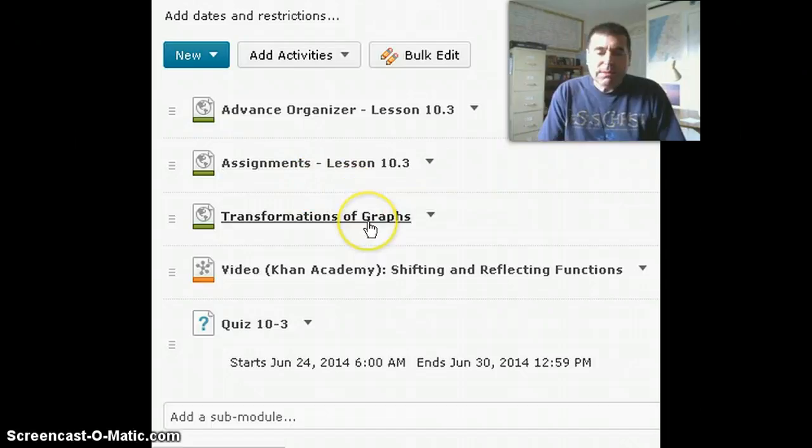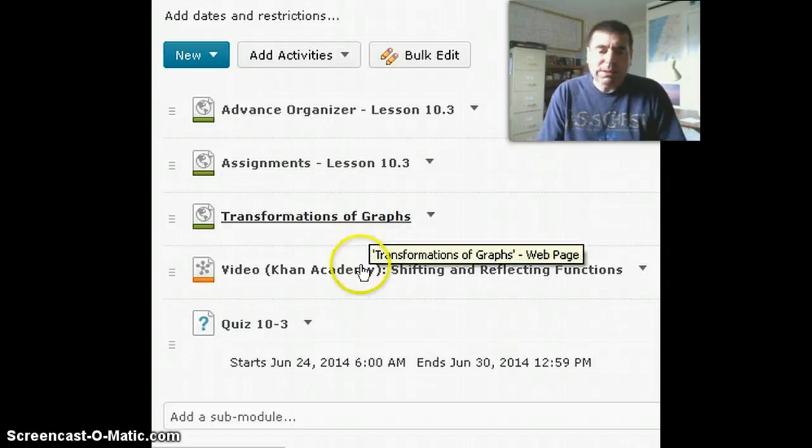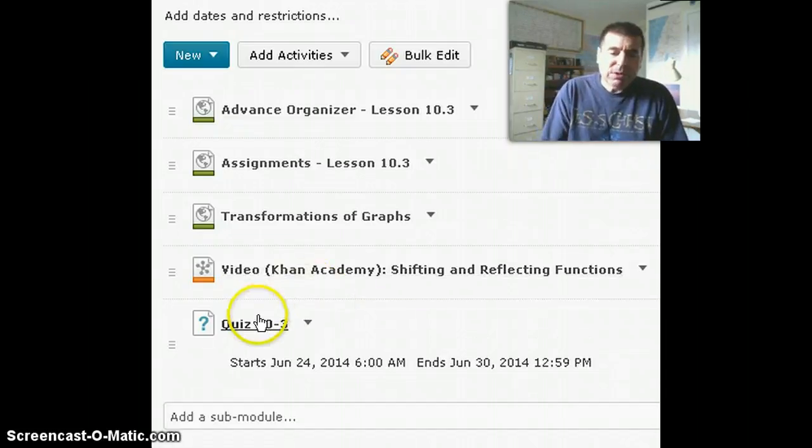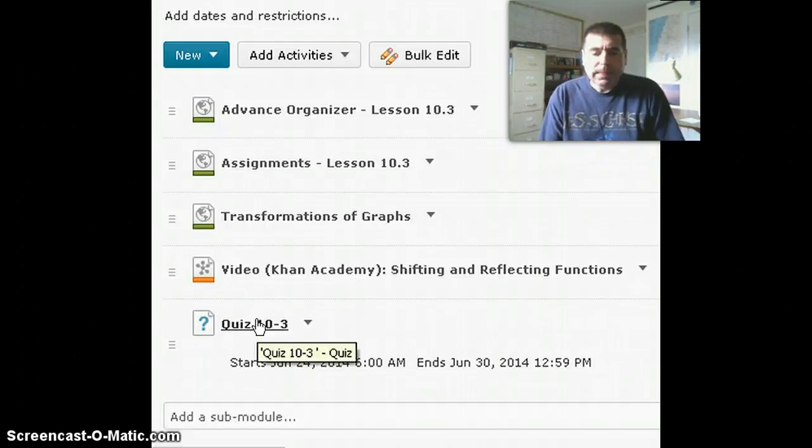Here's another lesson about transformation of functions. I like the way that is explained. And again, I may have said this before, but Khan Academy can get it done. And he does a good job with that. And of course, here you have your quiz 10.3. So be sure to go through that, and I will review that and make sure that things are working.